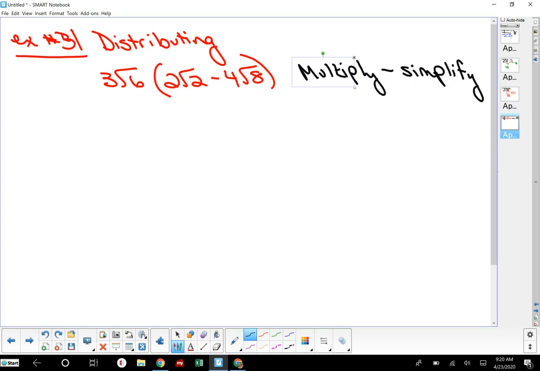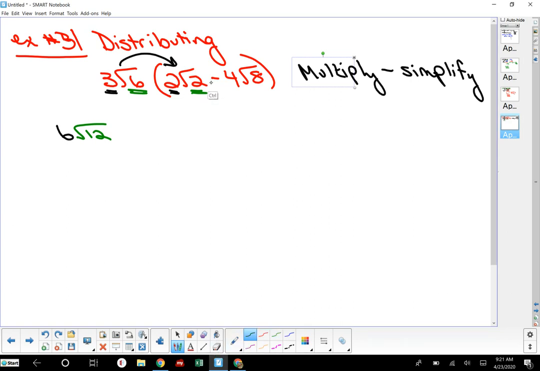Right? So when we multiply here, we're going to multiply 3 rad 6 times 2 rad 2. The outside numbers, the coefficients get multiplied. So 3 times 2 is 6. And then we're going to take our radicals and multiply them together. And 6 times 2 is 12. So that first 3 rad 6 times 2 rad 2 becomes 6 rad 12.